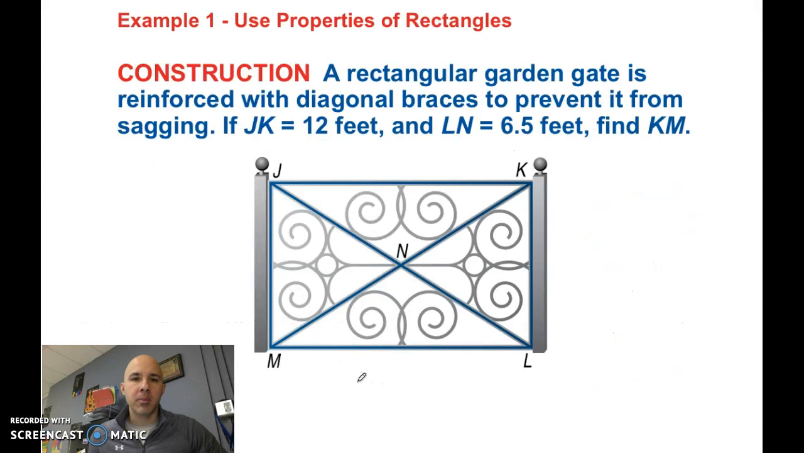All right, this is example number 1. We're going to use the properties of rectangles. In this construction, you have a rectangular garden gate reinforced with diagonal braces to prevent it from sagging.